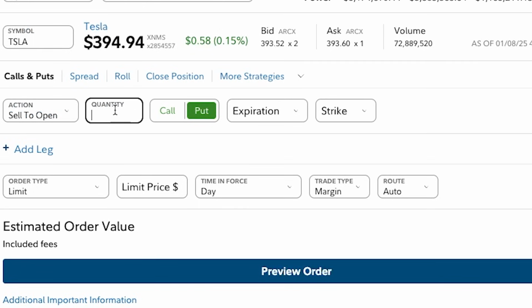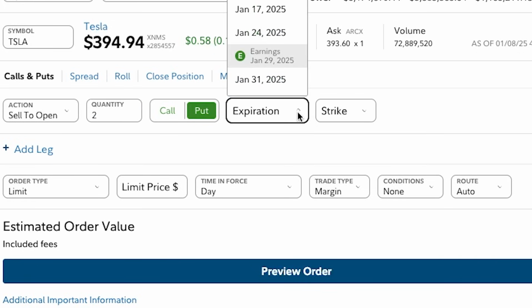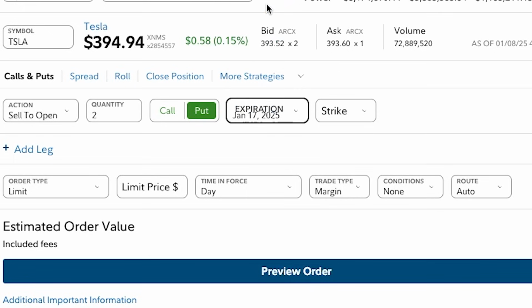And at that time, I had 2 contracts. So if I wanted to stay consistent, I would do the 2. And now when it comes to expiration date, you're going to choose the 17th because that's what we had looked at rolling before.